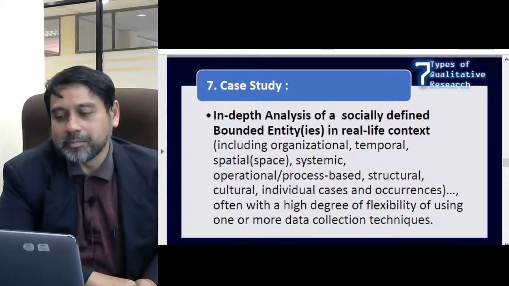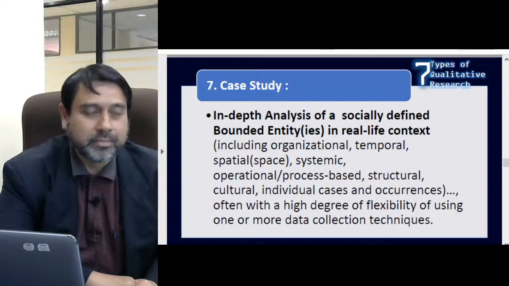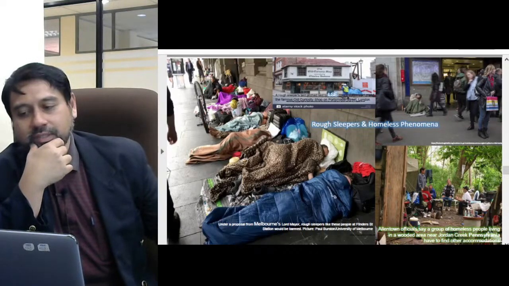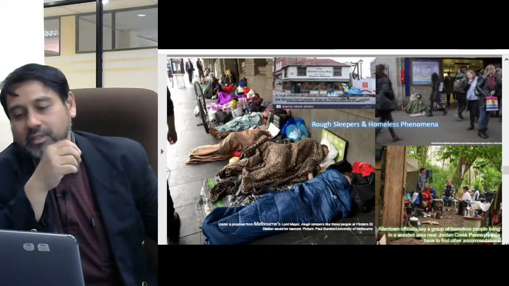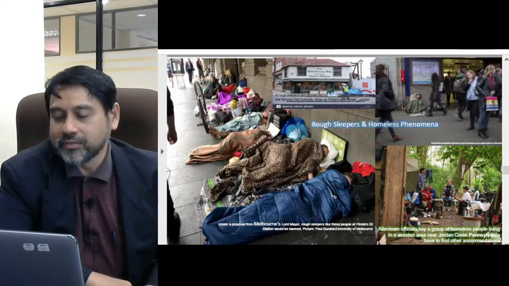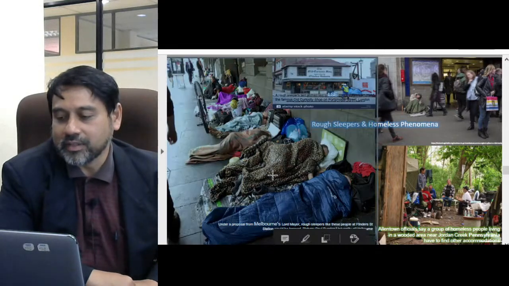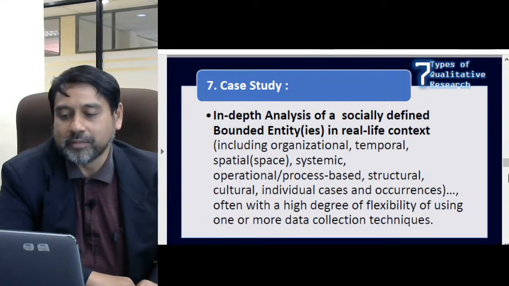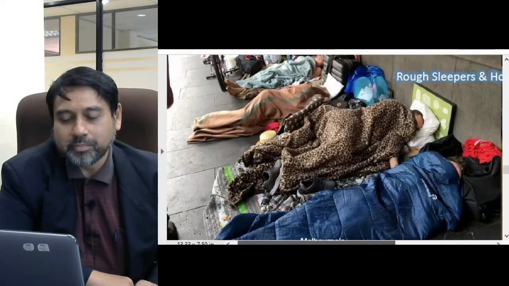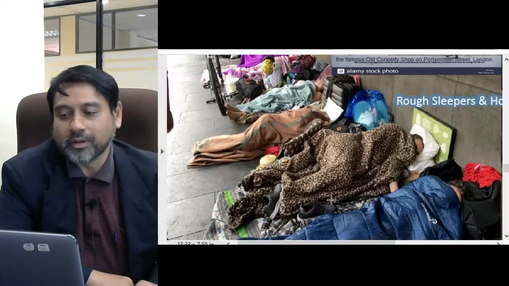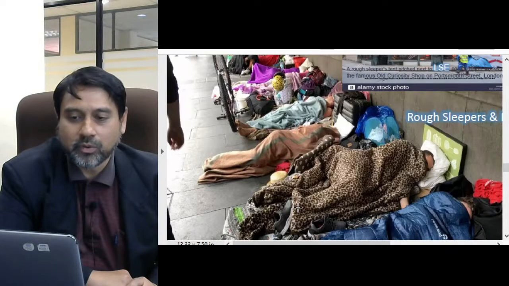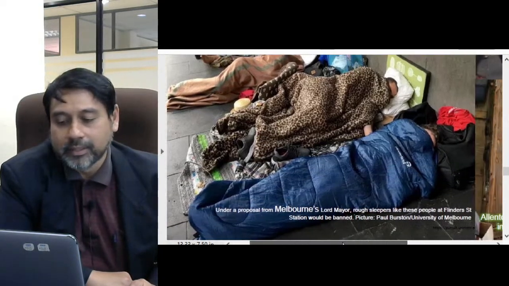So let's point to some examples here, right? Some examples. An example is a phenomenon known as homelessness, or the rough sleepers and homeless phenomenon. These are pictures taken from various advanced countries, advanced cities, developed economies, right? On the left there, we see Melbourne, Australia. We see a whole stretch of people sleeping along the sidewalk next to a big building. This is in Melbourne.